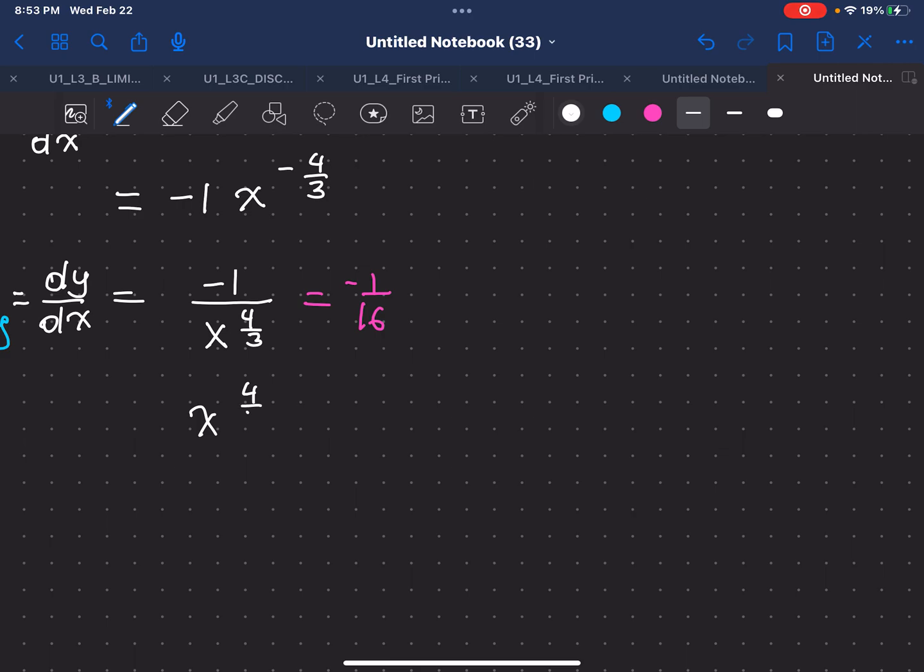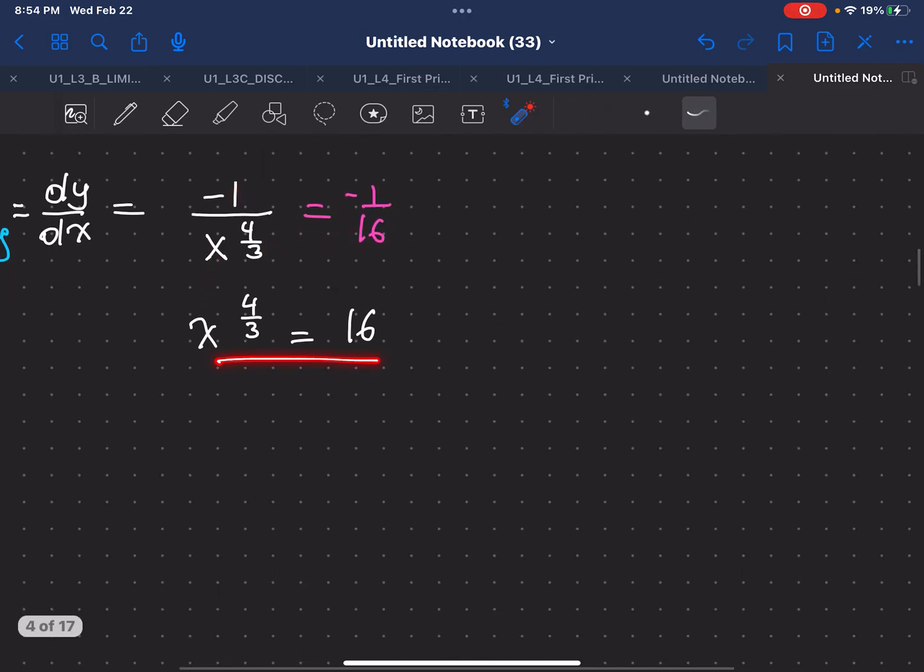So x to the power 4 over 3 is equal to 16. Or you can simply cross multiply. It's the same idea. So negative 1 times x to the power 4 over 3 equals negative 1 times 16. So I would say this is a shortcut.